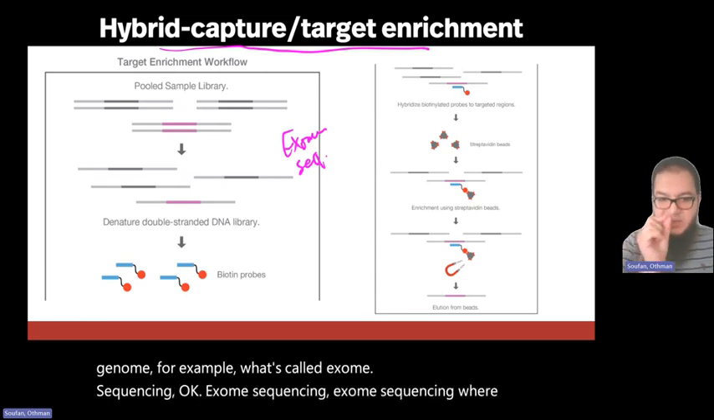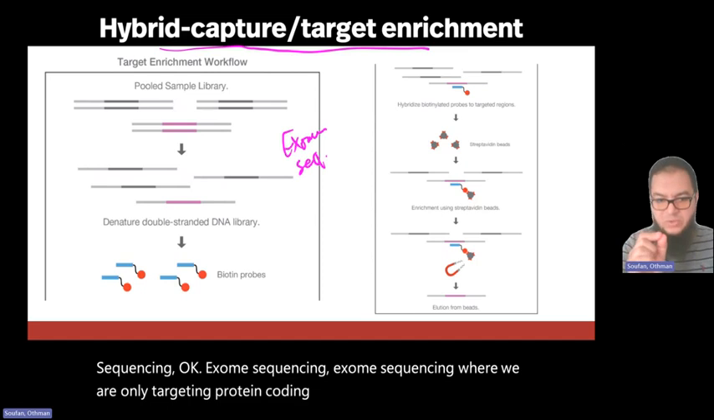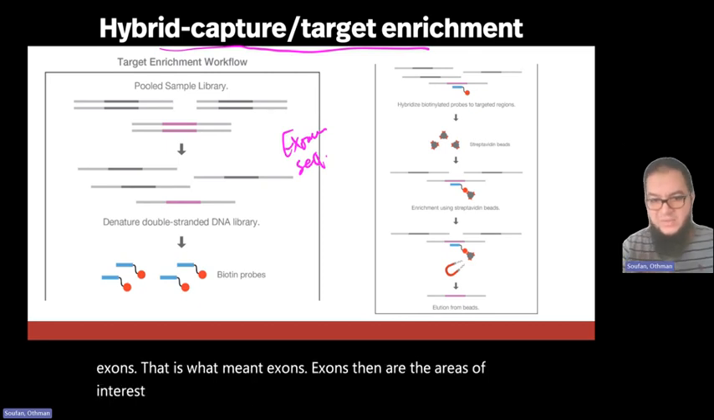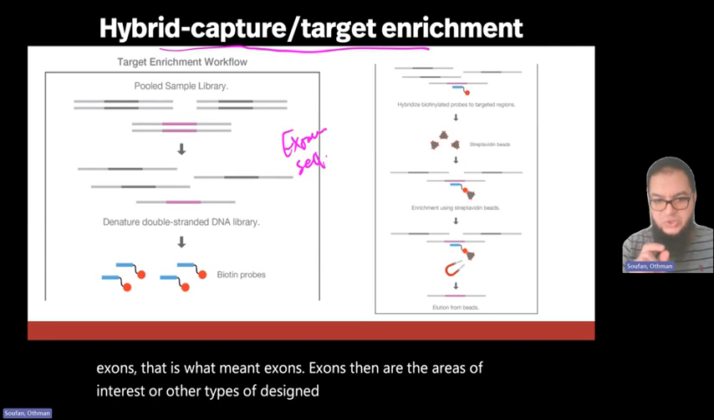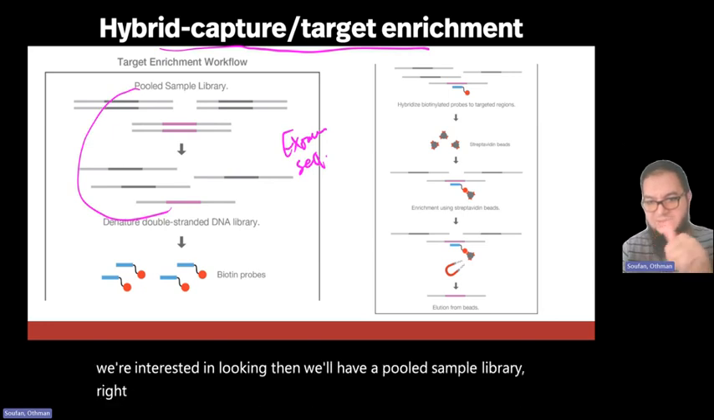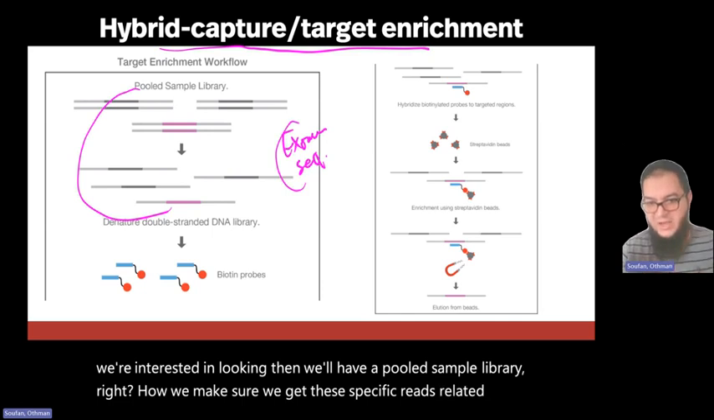where we are only targeting protein coding regions of the genome, exons, that is what is meant by exome. Exons then are the areas of interest, or other types of pre-designed regions. So if we're interested in looking, then we'll have a pooled sample library, right? How do we make sure we get these specific reads related to that specific area of interest?